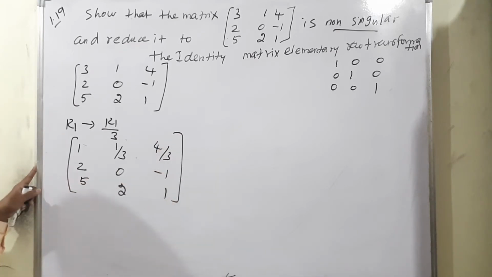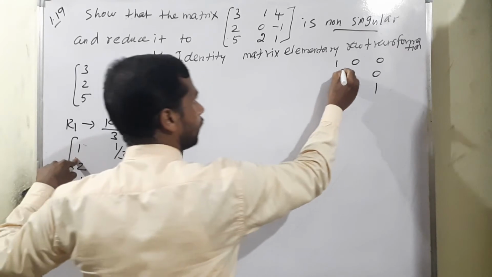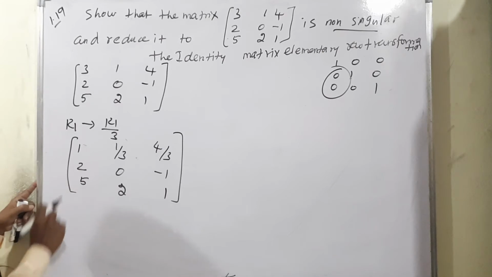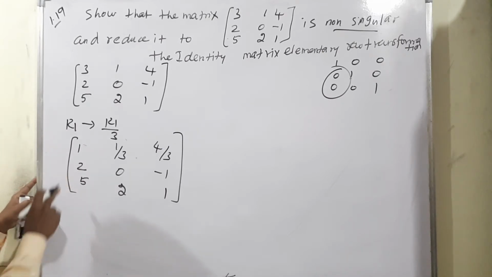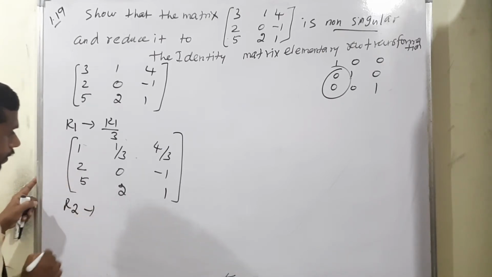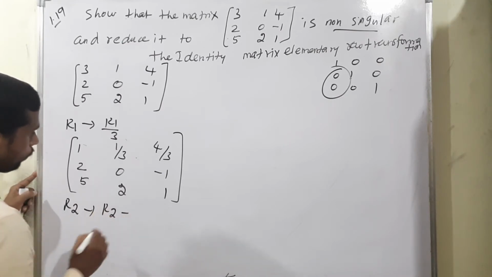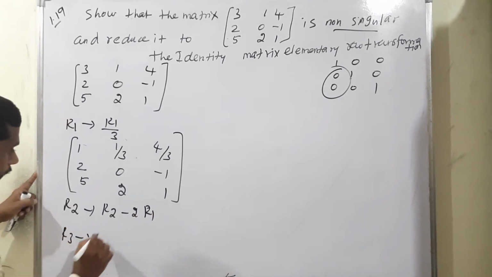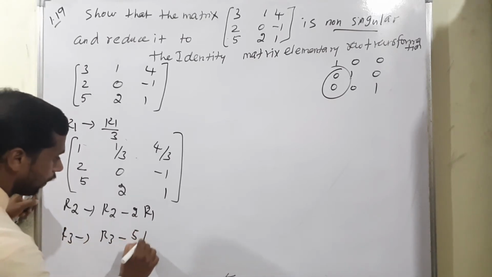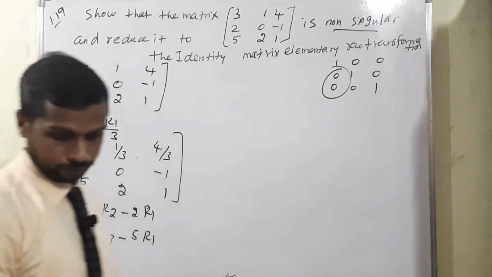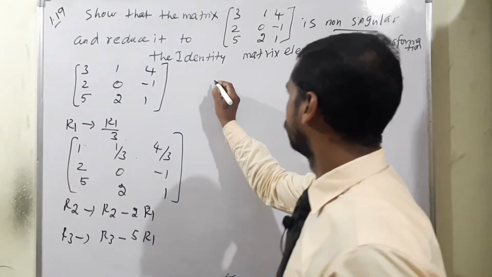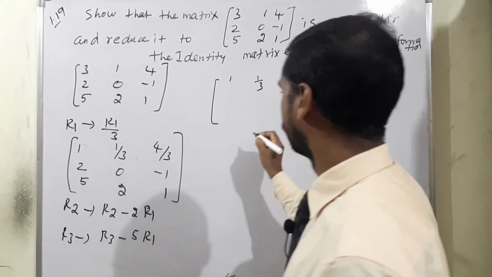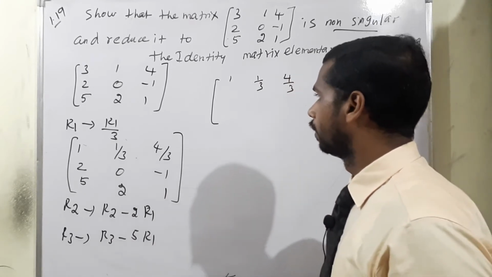The first condition is done. Next, after getting the 1, under it we have to show 0. So here we have to make it 0. First, consider R2 as R2 minus 2 into R1. Then R3 as R3 minus 5 into R1. So 5 into R1, listen. R1 as it is, what is the R1 value? 1, 1 by 3, then 4 by 3. So next one.